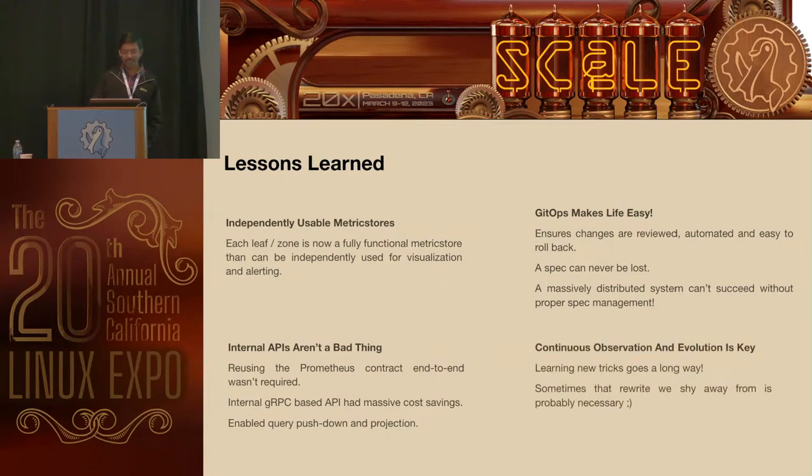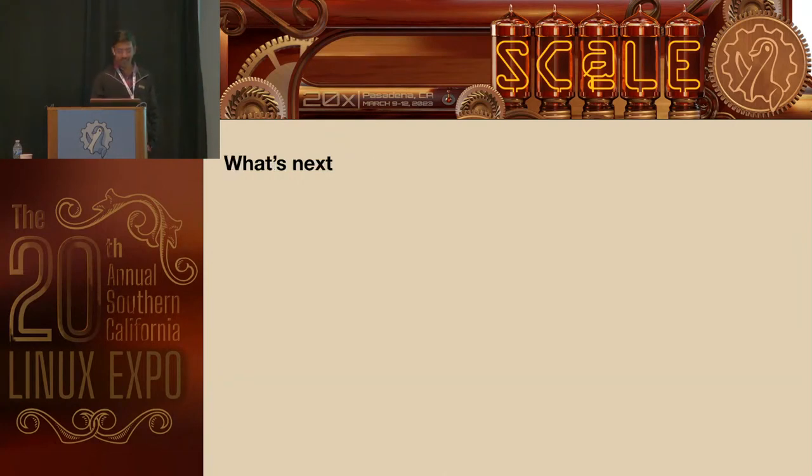And the last one is continuous observation and evolution is key. It is always good to learn new tricks along the way. So we learned something new from the white paper that we read. We were able to apply it, and sometimes that rewrite that we shy away from is probably necessary. So with this effort that we went through, we rewrote almost everything. But the reward that came out of it was definitely substantial.